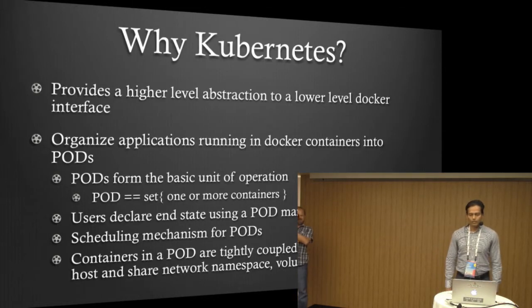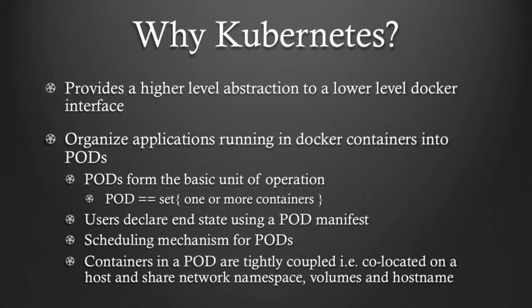So first, why Kubernetes? Kubernetes provides a higher level abstraction to a lower level Docker interface. You can think of Kubernetes as a management layer above Docker. Even though Kubernetes supports multiple container platforms, I'll be focusing on Docker here. So it deals with a lot of orchestration issues, like if you want to run containers, delete them, or scale out. So Kubernetes takes that responsibility.